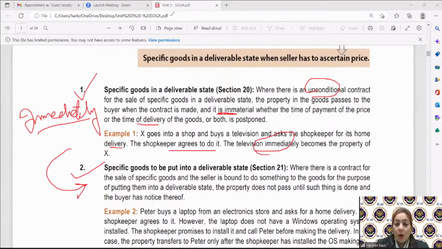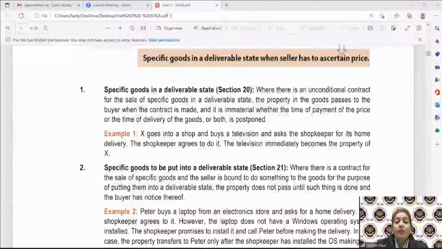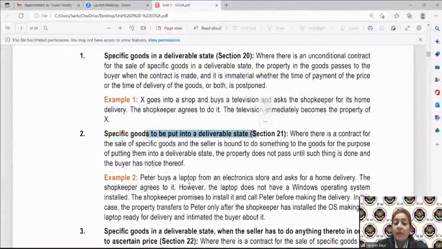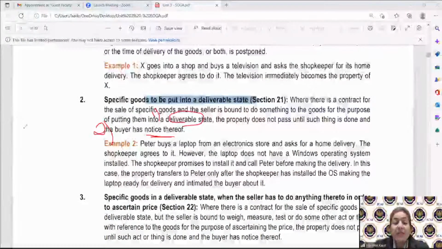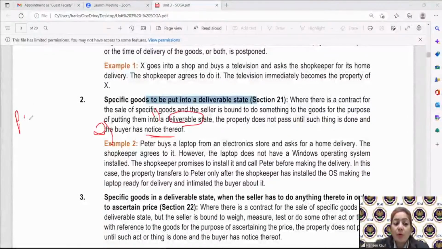Let's come to section 21. Specific goods to be put in deliverable state. Now, if there is a contract where the goods are not in deliverable state, here the property in the goods will not pass unless you put them in deliverable state. Number one, you have to put them in deliverable state. Number two, the buyer has the notice of it. So in the first case, it was immediately. In the second case, you have to put it in deliverable state, number one, and you have to give the notice to the buyer.